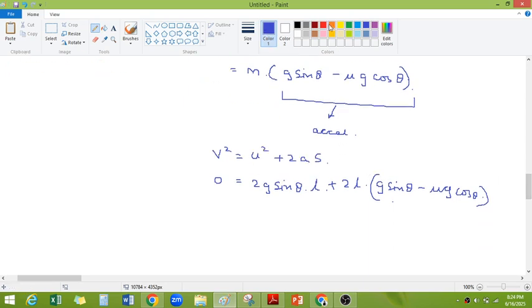Since the other side is 0, I can get rid of 2. I can get rid of g. Right? I can take the g commonly out, and when I bring it on the other side, it will become 0. 2 same thing, L same thing. So what is left is sine theta alone. So sine theta plus sine theta, it will become 2 sine theta.